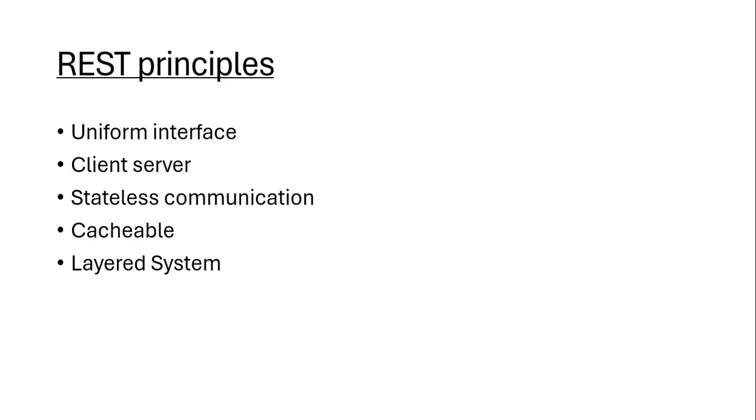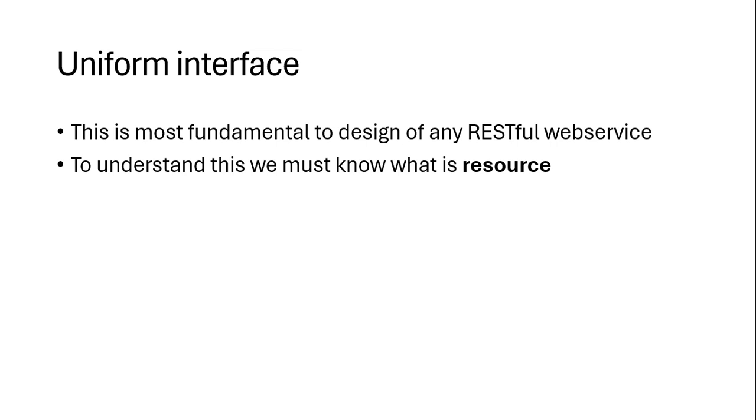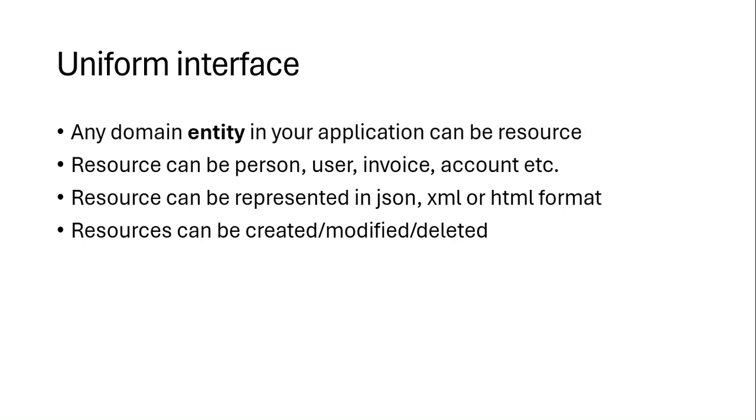The first one is the uniform interface. This is the most fundamental principle any RESTful API should follow. To understand what a uniform interface is, we must first know what a resource is. Whenever you're designing an application, you identify entities in your application. Those entities can be resources. A resource can be a person, a user, an invoice, or an account, anything. All these resources can be represented in JSON, XML, and HTML format, and a resource can be created, modified, or deleted over the HTTP protocol, and we'll come to that point later.